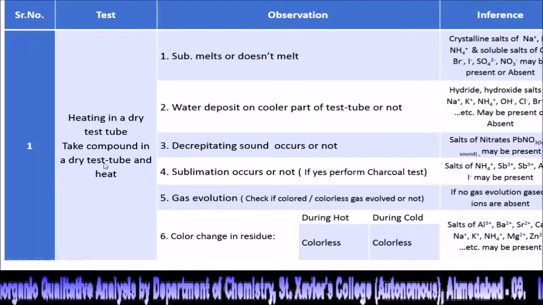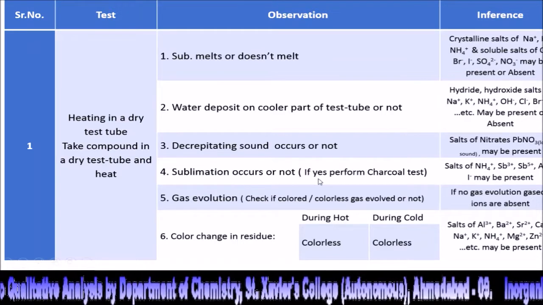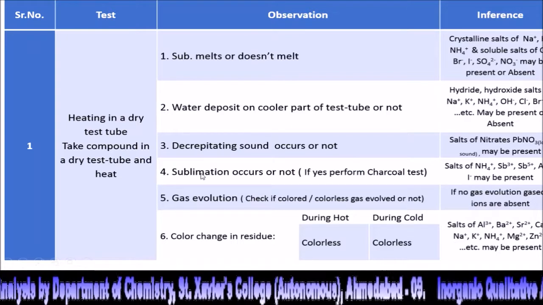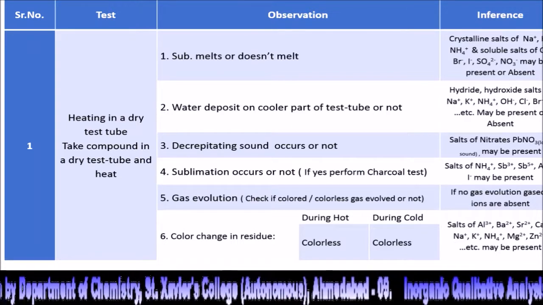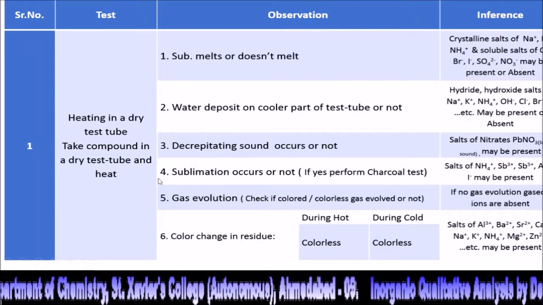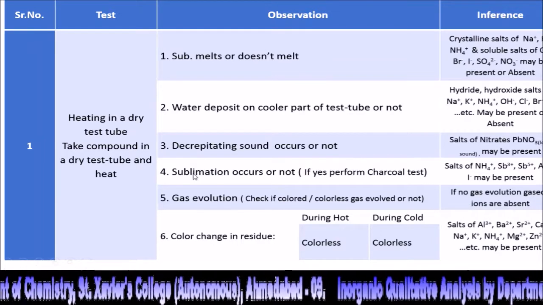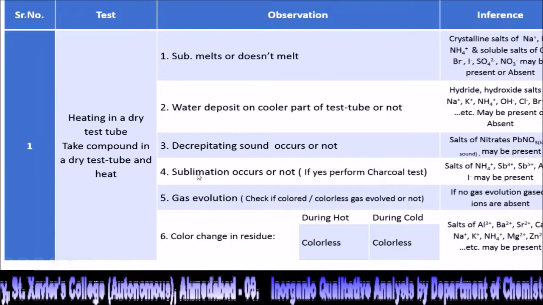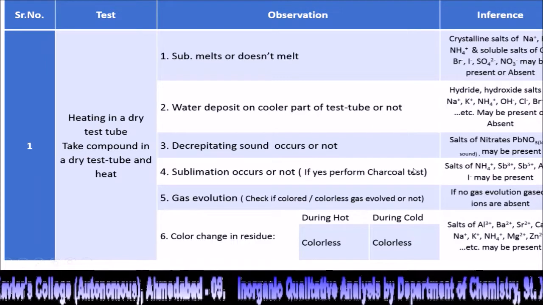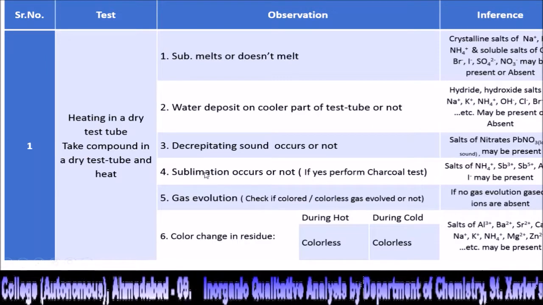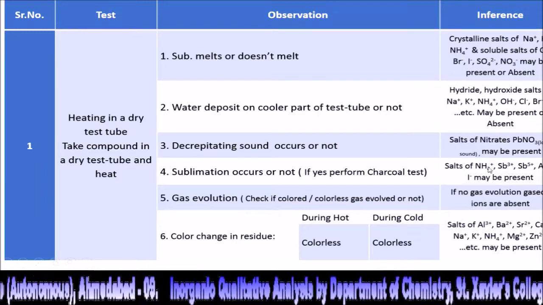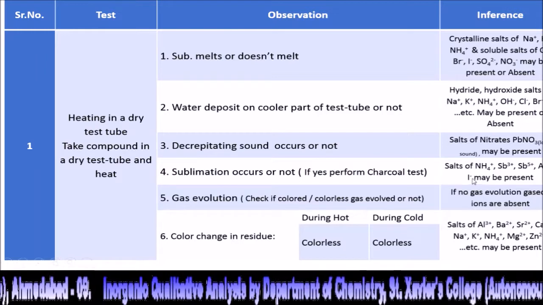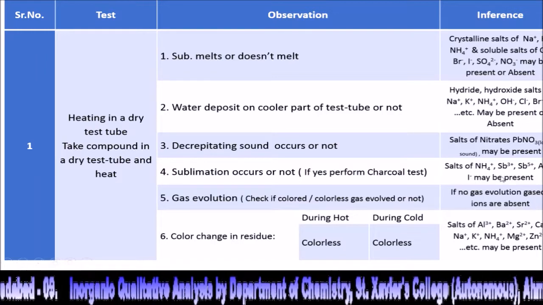Fourth observation of the same test is whether sublimation occurs or not. Sublimation is a situation in which the solid turns into a vapor or gaseous form and deposits on the cooler part of the test tube. If sublimation occurs, we need to perform the charcoal test. We will discuss it. If sublimation does not occur, then those sublimating elements are absent. Suppose sublimation occurs, we can write that salts of ammonia, antimony, arsenic, iodide may be present.